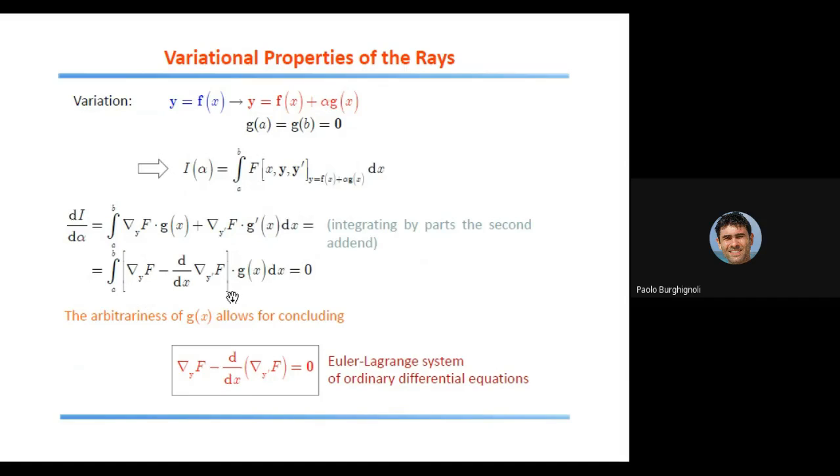Now, this quantity in brackets actually gives you a differential equation, which is a necessary condition if you want to have a stationary point of your functional, and this is technically known as the Euler-Lagrange system of differential equations associated with your functional. If you have studied analytical mechanics, of course, you know very well what I'm speaking about.